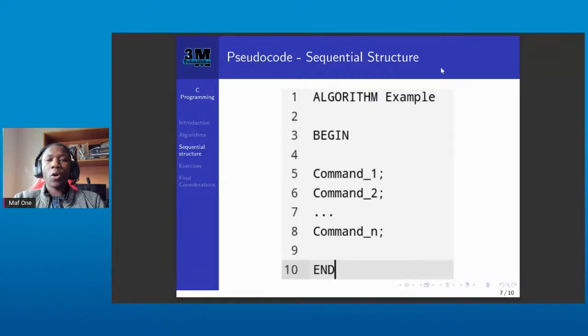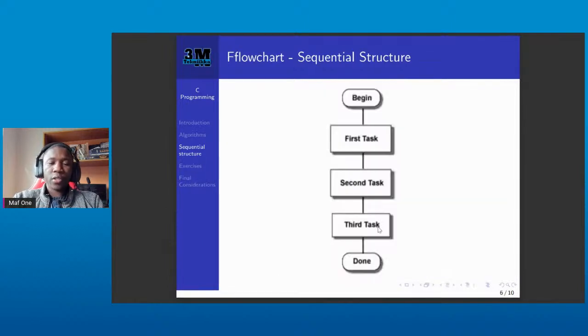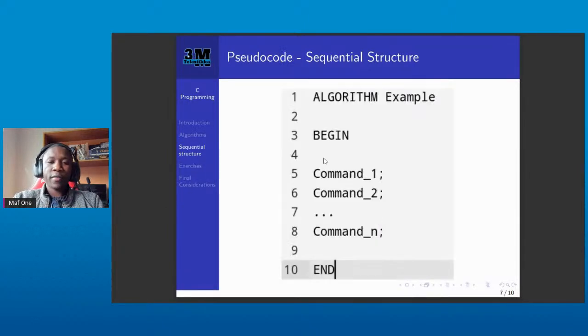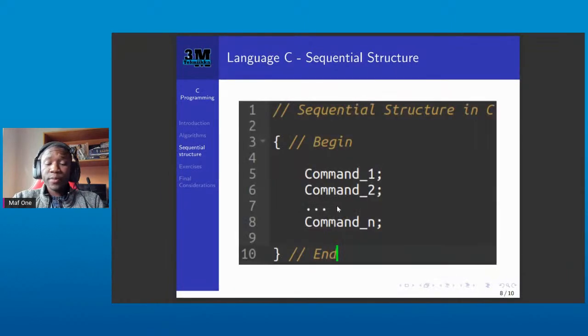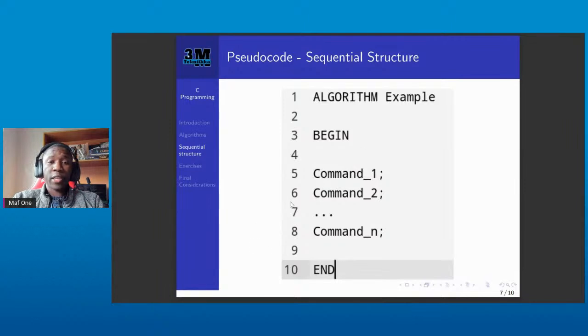So this is a pseudocode. For example, you have your algorithm name, you have the begin and the end of the algorithm, and then here you have those squares, these tasks, you have them here. These are the tasks. So this is a pseudocode. As you see, it is written in English. We don't have any symbol which is not English.